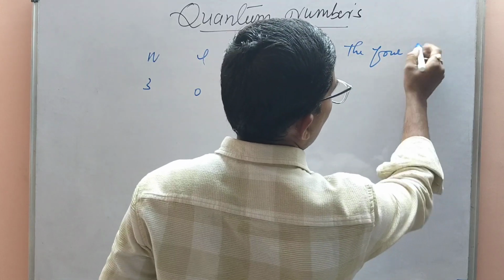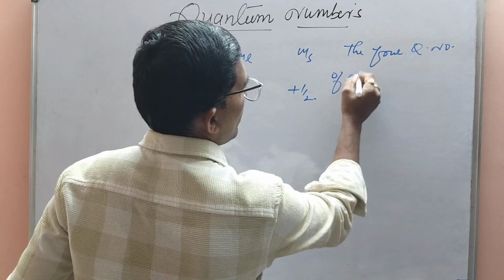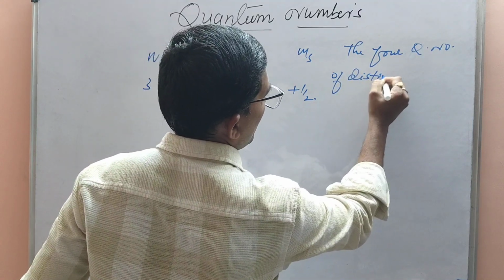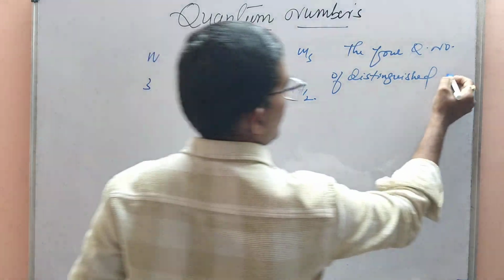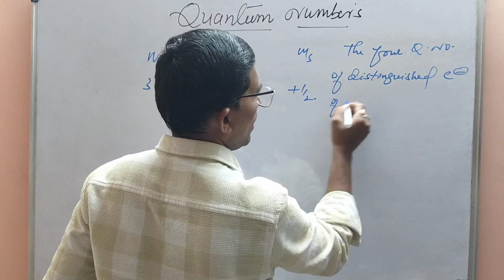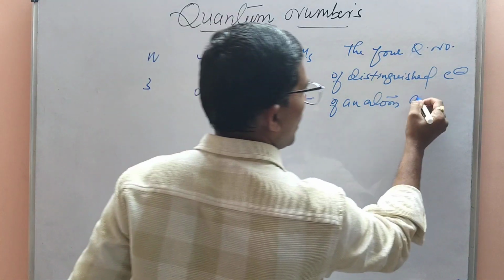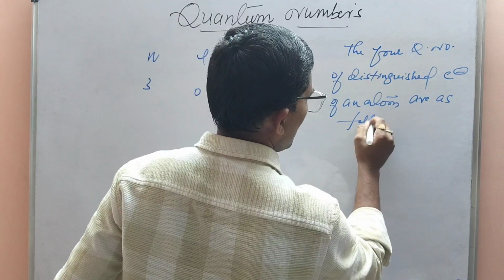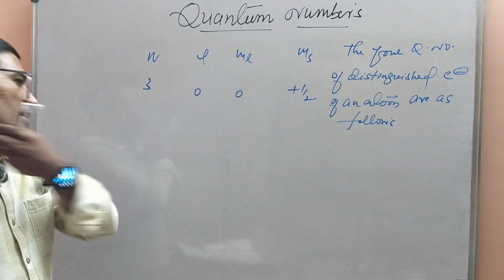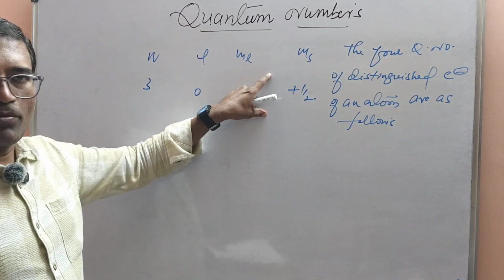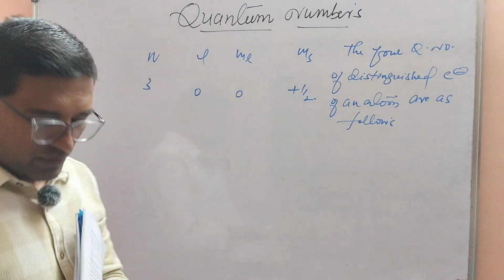The four quantum numbers of the distinguished electron of an atom are as follows. The values were given, and after this it is an information skills question, given for 4 marks. After that, the questions were given like this.